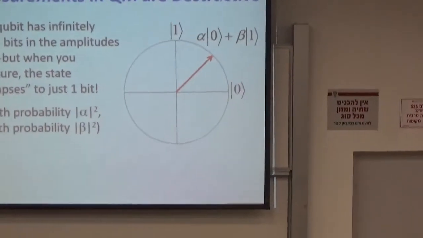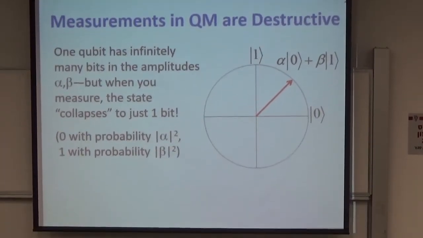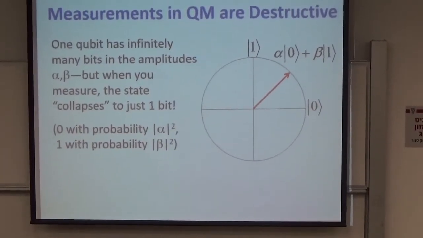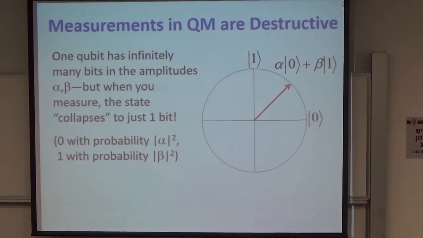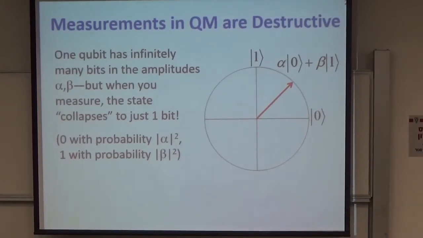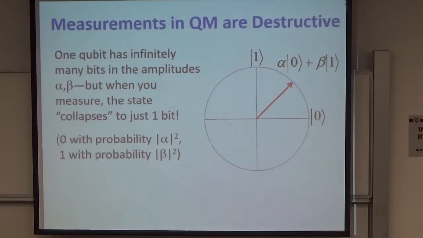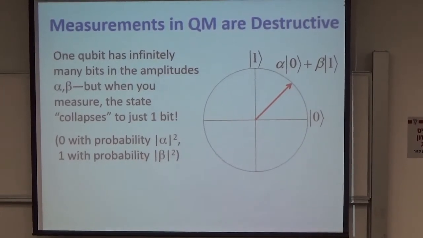Okay, so let me just start with an observation that I have to spend a lot of time on when I give this talk to computer scientists. But because this is a physics colloquium, I can go very quickly through this. Measurements in quantum mechanics are destructive. If we think of just a single spin 1/2 particle, or as I would call it, a single qubit, in some sense, already there are infinitely many bits of classical information, right?